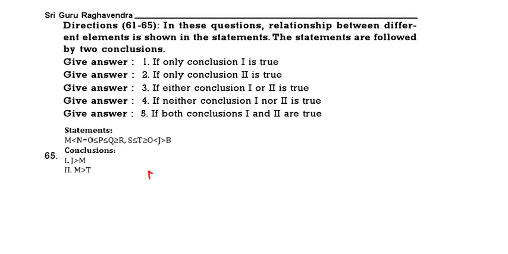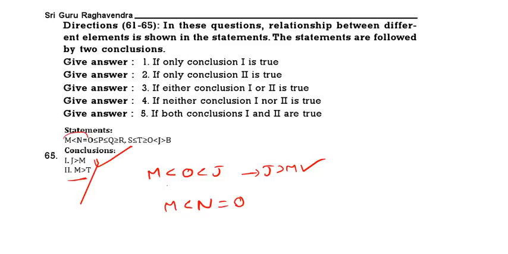First one, J less than M. So we can take M less than O, O less than J. So therefore, M less than J or J greater than M definitely follows. First one definitely follows. M greater than T. See here, M less than N, N is equal to O, O less than or equal to T. We can say M less than T, but M greater than T does not follow.